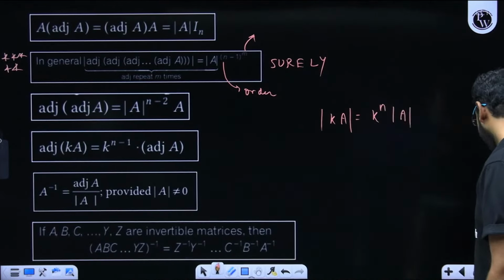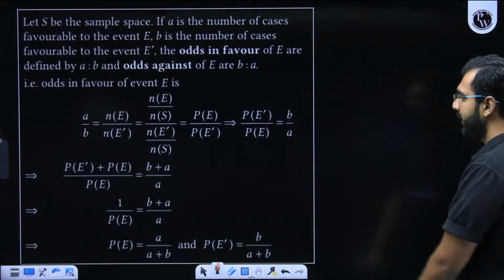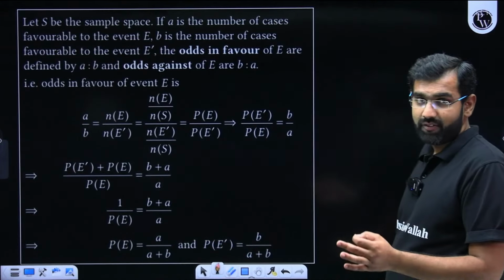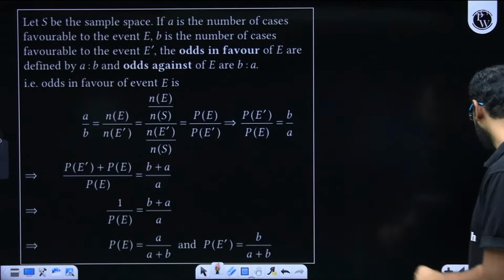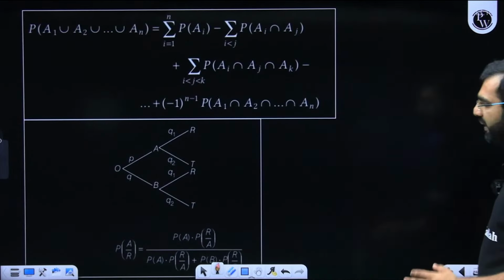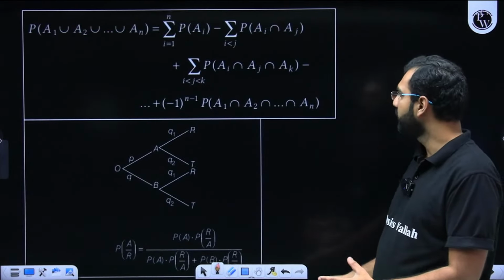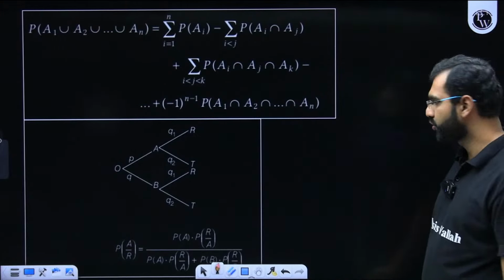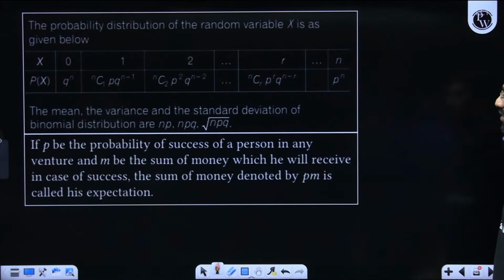We all know that. Moving ahead, probability, you know this. Odds in favor, odds against. Nothing huge, nothing much is needed to be discussed there. Bayes theorem we all know. Tree structure you make. Principle of inclusion and exclusion need not be covered here. I think these are the standard formulae.